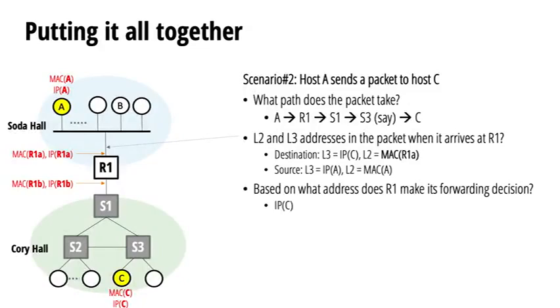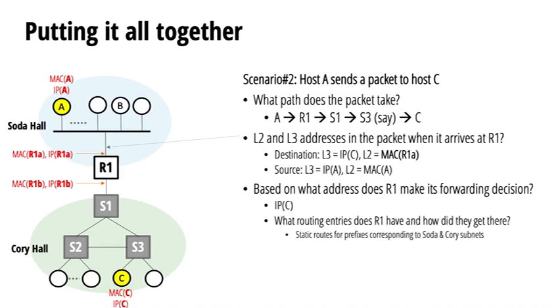Okay. So the address that R1 is making the decision based on is the IP address, because it's acting as a router. It's connecting networks. And if you ask what routing entries R1 has, I think that was your question here. It has static routes for the prefixes for Soda Hall's subnet and Cory Hall's subnet. And now we're assuming they're statically configured.